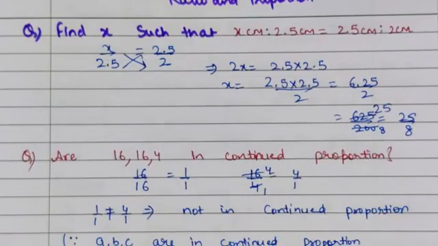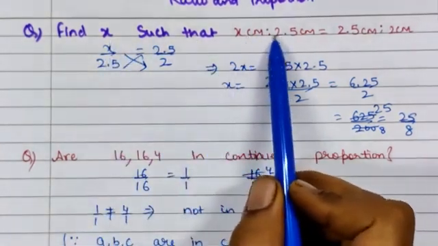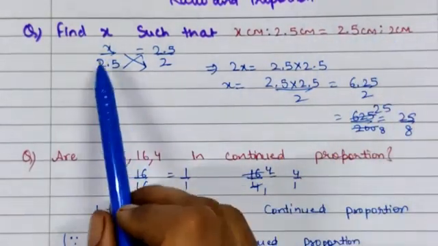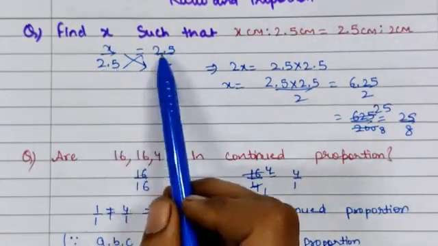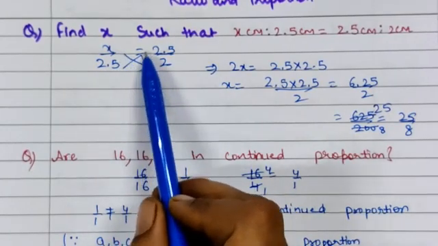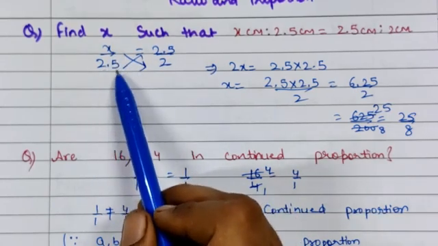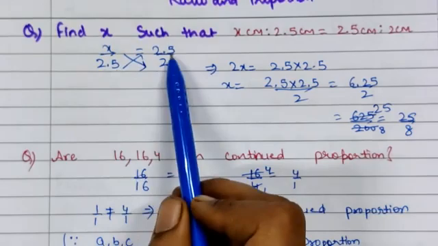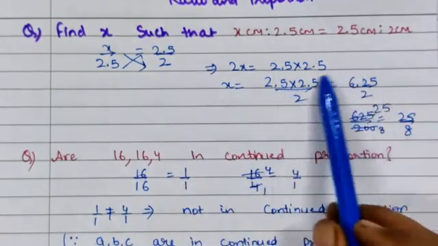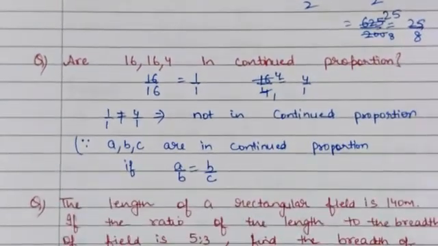Next one is find x such that x ratio 2.5 is equal to 2.5 ratio 2. Now x upon 2.5 is equal to 2.5 upon 2. Do the cross multiplication. We get 2x is equal to 2.5 into 2.5. That is, on doing the simplification part, we get 25 upon 8.